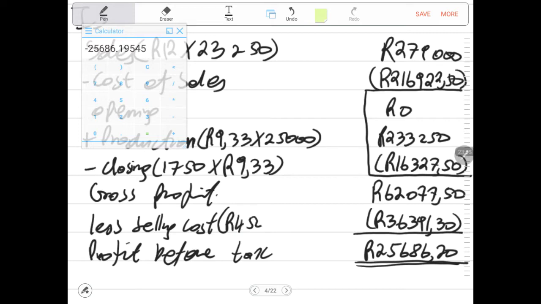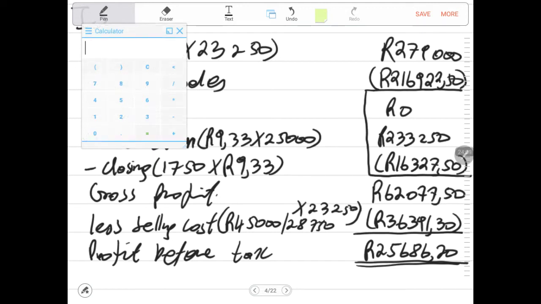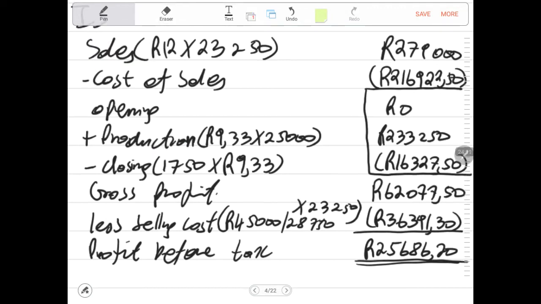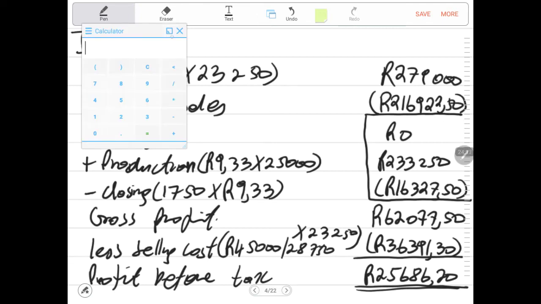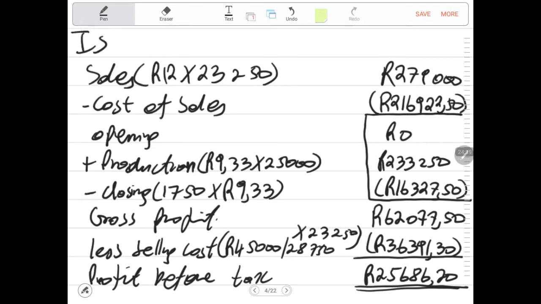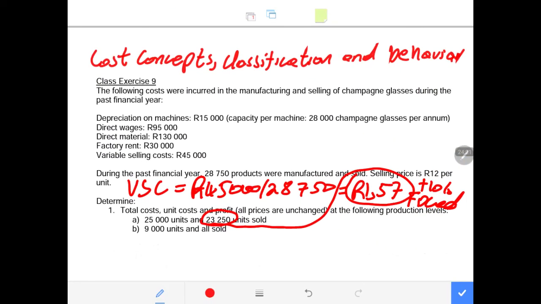Now don't forget to show your calculations for the variable selling cost. Calculations are very important. 45,000 divided by 28,750 multiplied by 23,250 units that were sold in the current period. That is the answer that you will get exactly. So now we have done requirement number 1, and we have touched base on all 3 parts of the first part of this requirement, which is A.